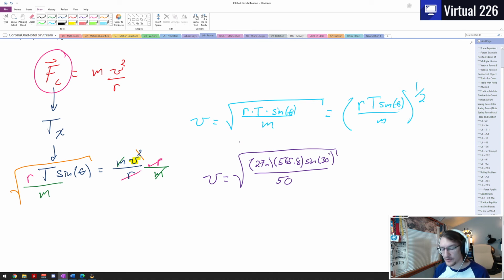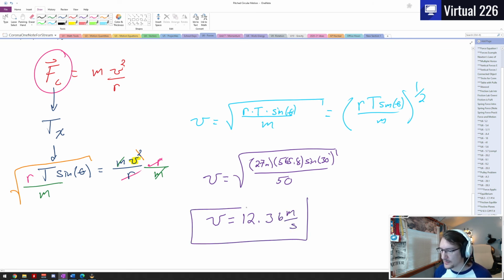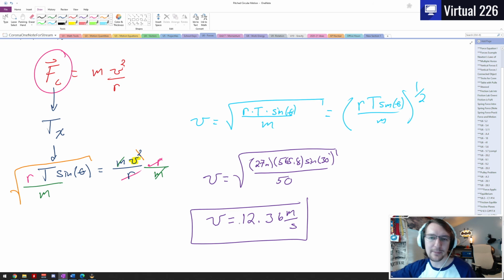We get 7,638.3. We divide that by 50. We get 152.76. And then we take the square root of that value. And what we find at the end is that the velocity of our pig equals 12.36 meters per second. And that is the tangential, the linear velocity. So if for whatever reason you cut the line holding that pig in, it would just start moving in a straight line at 12.36 meters per second.